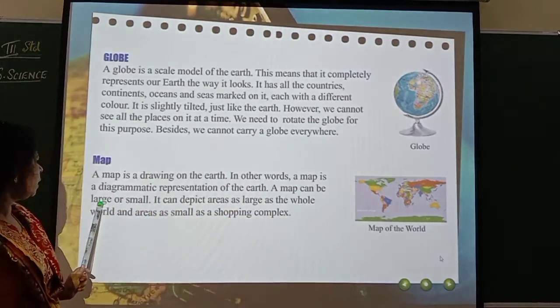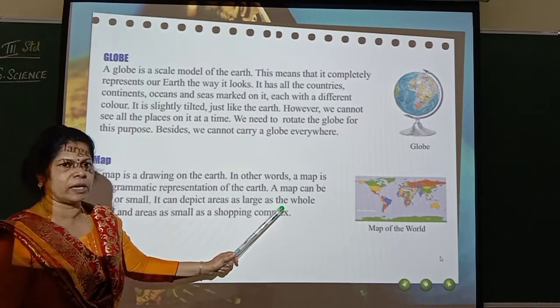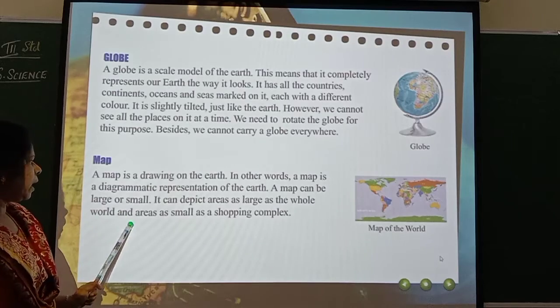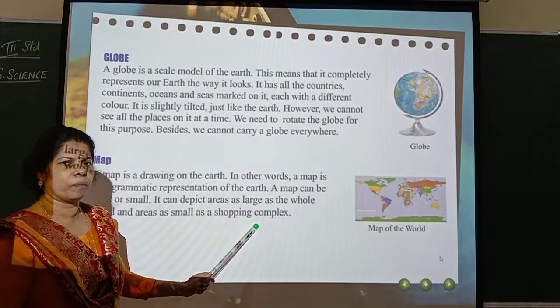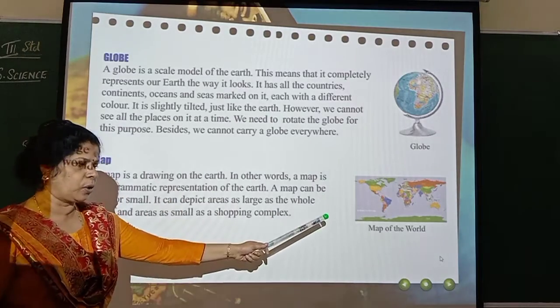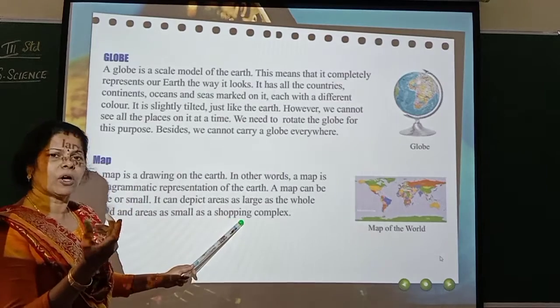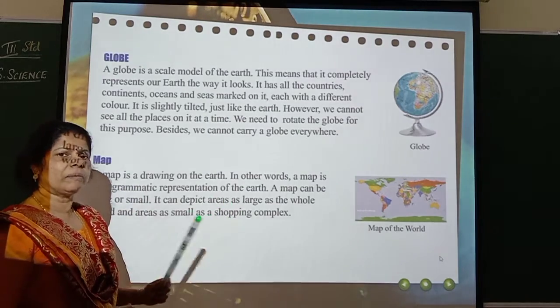A map can be large or small. It can depict areas as large as the whole world and areas as small as a shopping complex. So in a map you can draw anything. That means you can show the whole world, or you can show a small shopping complex also.